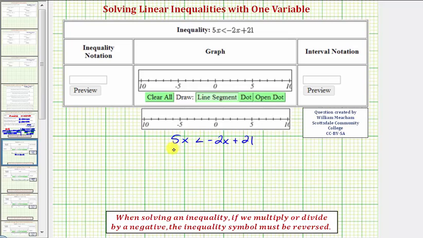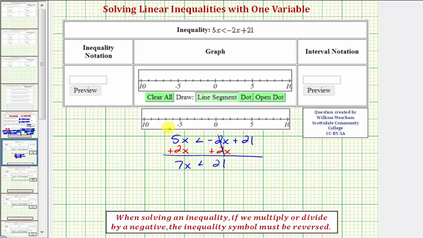To solve for x, we want the x terms on one side of the inequality, so for our first step, let's add 2x to both sides of the inequality. So we would have 7x is less than, this would be 0, so 7x is less than 21. And now 7x means 7 times x.